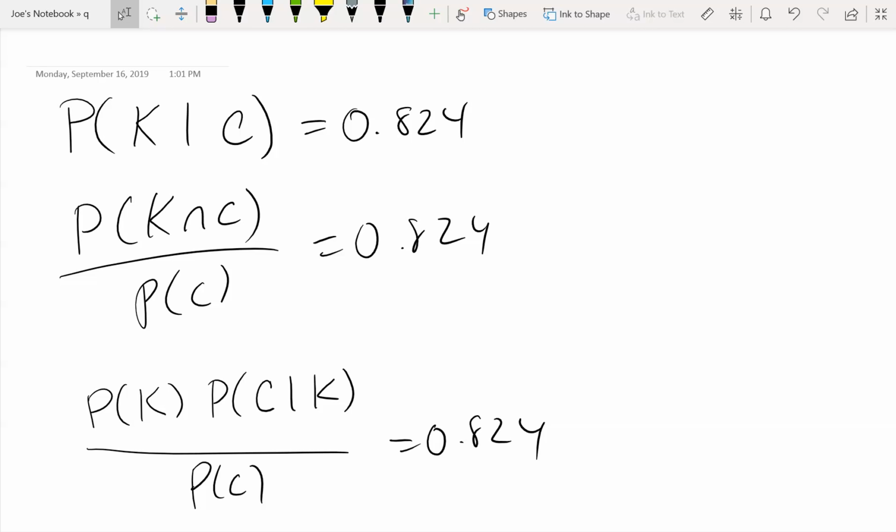Other questions? Yeah, Sam. 3.21. You have to remind me what it is. I forgot to bring the sheet with me.